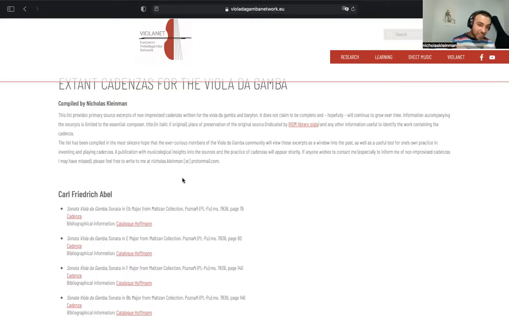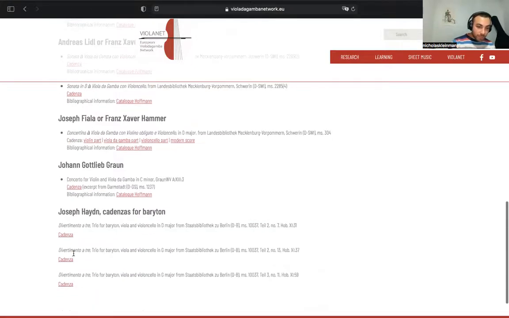And the second is that at the bottom we have Haydn, and these are baritone cadenzas, which I include as gamba cadenzas. There are two historical precedents that have influenced my decision. Firstly, Nicholas I of Esterházy, in 1765, writes a letter to Haydn, and he refers to his baritone as my viola da gamba.